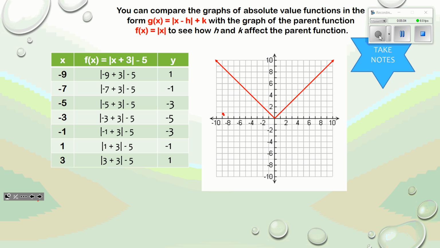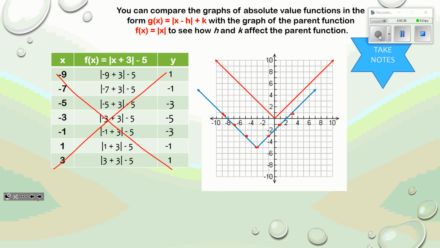-9, 1, -7, -1, -5, -3, -3, -5, -1, -3, 1, -1, and 3, 1. And if you were to graph that, you will see that it looks like this. Now, we're going to find a much easier way to graph this without having to make this huge t-chart.